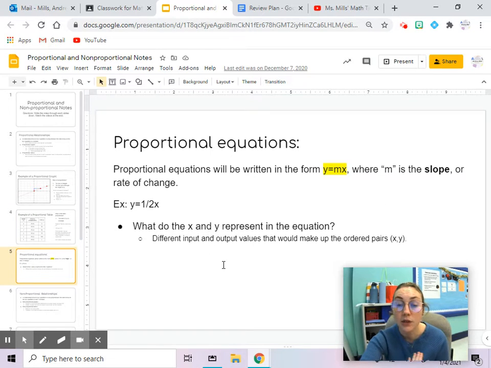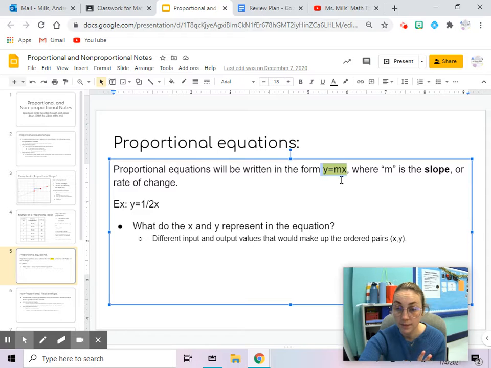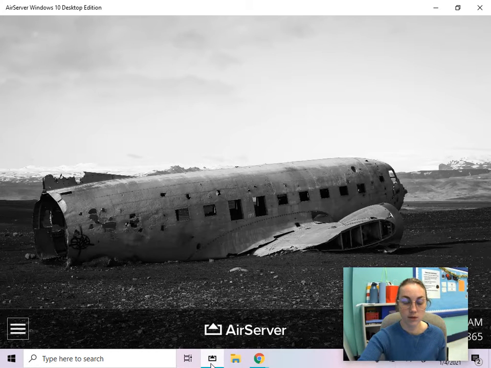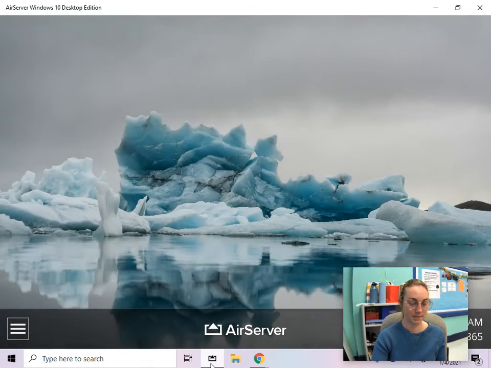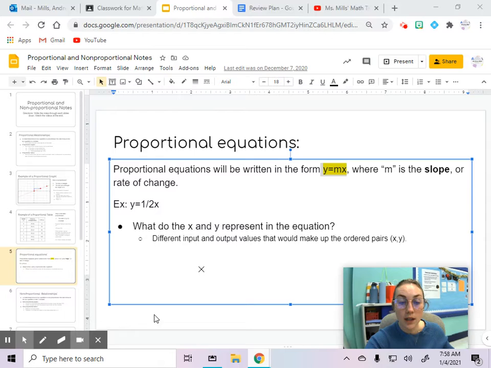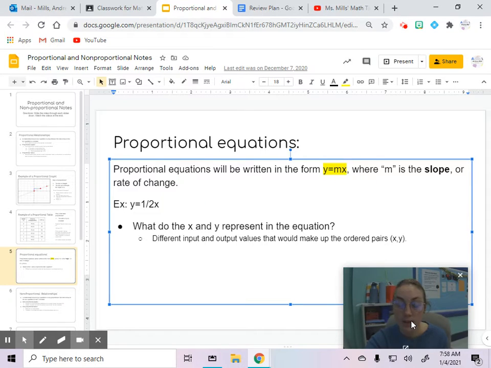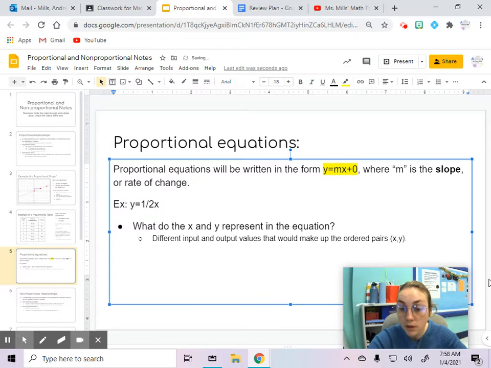And if you're looking at an equation, your proportional equation is going to look like y equals mx. Let me show you real quick. Is this still on? No, it's not. My bad. It's being slow. Okay, it's not doing it, so I'm just going to type it out on the notes real quick. So what that basically means is y equals mx. It means that it's going to be plus 0.